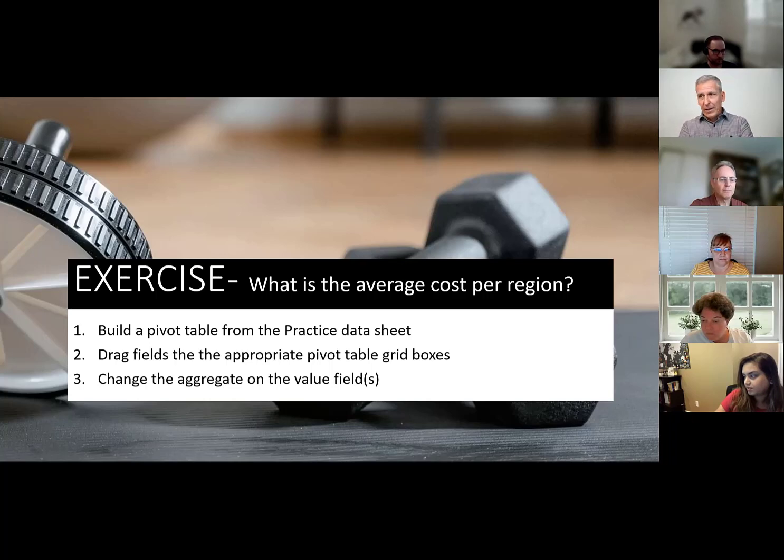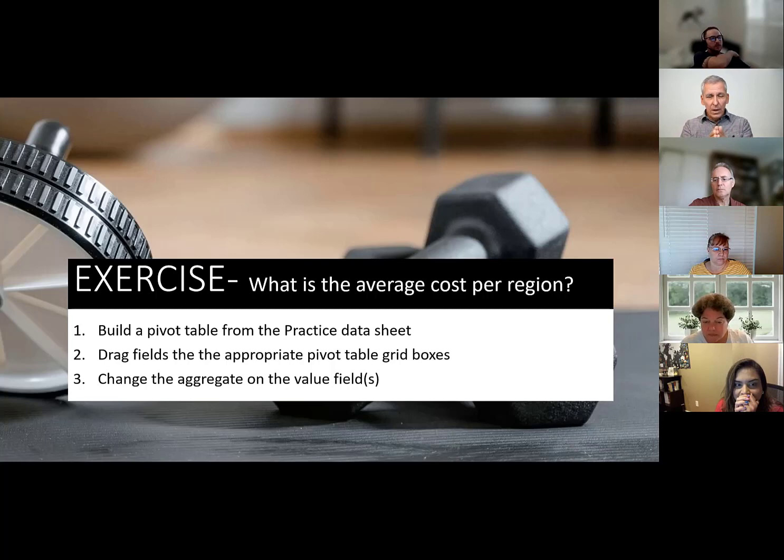So you're going to build a pivot table from the practice data sheet. You're going to drag the appropriate fields down into the grid. So I said average cost per region. So the cost and the region, which one of those two columns is going to be our grouping field that we put into the rows? Region or cost? Region, exactly. Thank you, Greg. Yes, Aisha, thank you. Perfect.